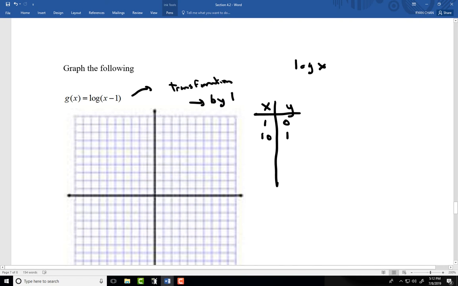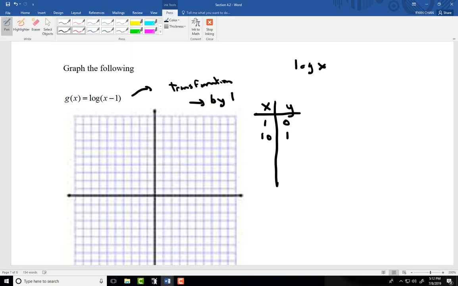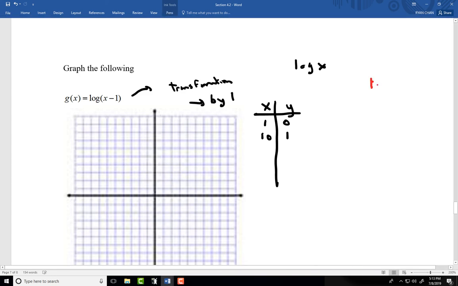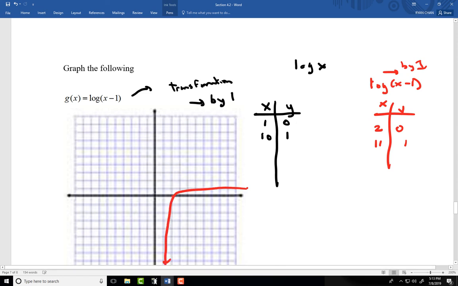But then if I have log of x minus 1, that means I'm going to the right by 1. So then my x transforms. So this becomes 2, 0, and 11, 1. Okay. Do the best you can. It's actually going to slope down like this.